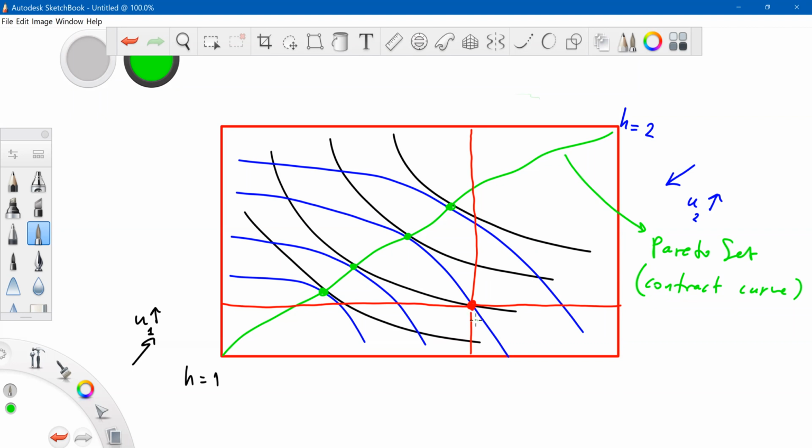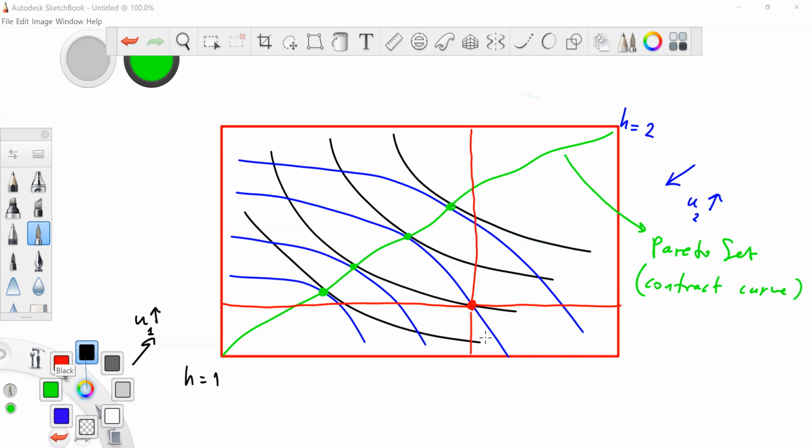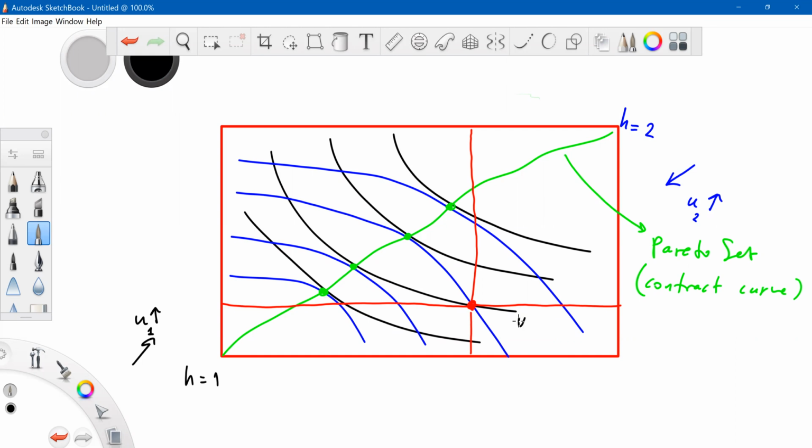If there is no exchange, the first consumer obtains this utility. Let's denote it by U1 bar. And the second consumer obtains this utility, U2 bar, because if there's no exchange, they are here. They have this amount of goods. So the first consumer has this from the first good, and this from the second good. The other has this for the first one, and this for the second one.